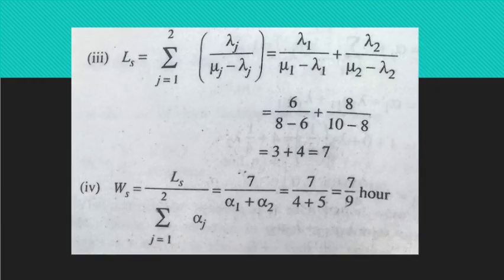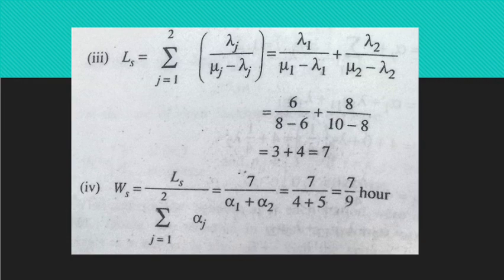For Ls, the third one, Ls equal to sigma j equal to 1 to 2 lambda j by mu j minus lambda j. If we substitute the values of lambda 1, mu 1, lambda 2, mu 2, we will get Ls as 7. And for the fourth one, Ws is equal to Ls by summation j equal to 1 to 2 alpha j. So if we substitute the values, we will get 7 by 9 hour. So this is our first problem.